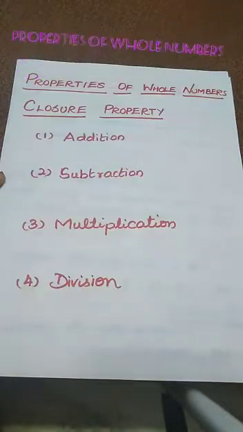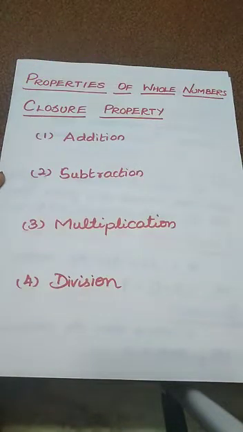Properties of whole numbers. Here we are going to discuss the closure property, commutative property, associative property, and distributive property. For the closure property, first we have to check addition, subtraction, multiplication and division. These are the main 4 mathematical operations. Now we are going to discuss the closure property.